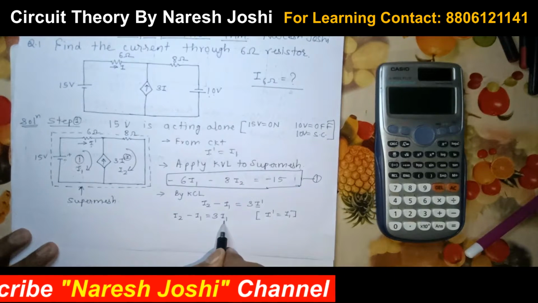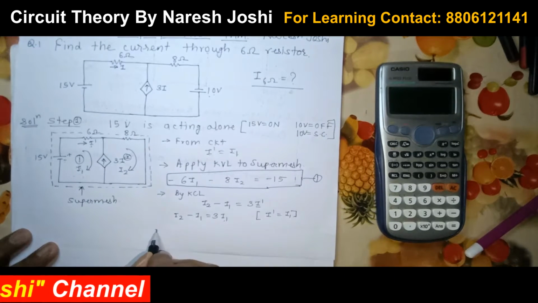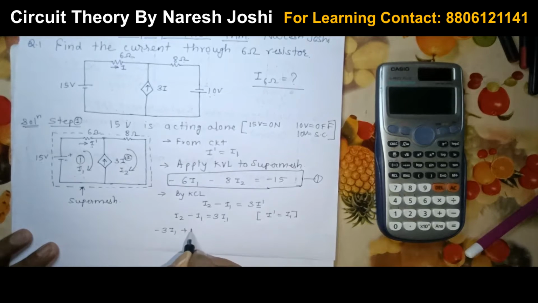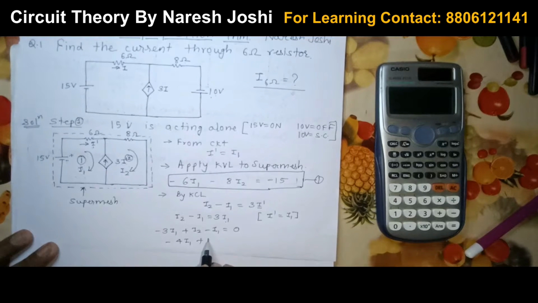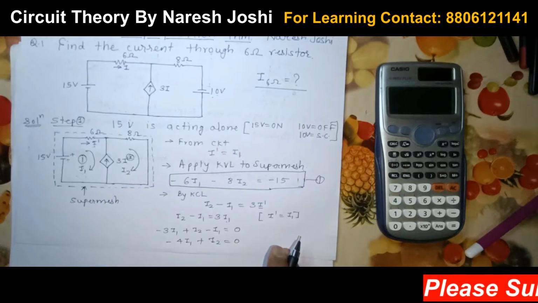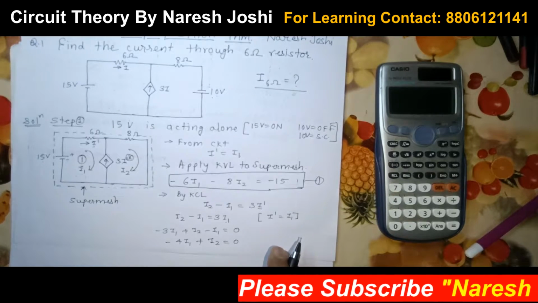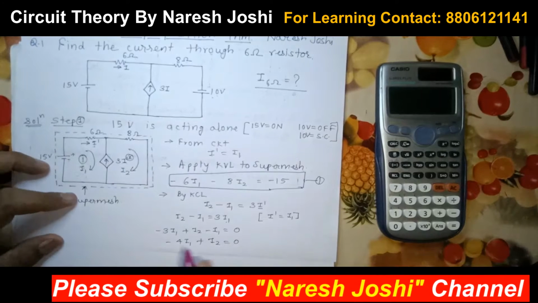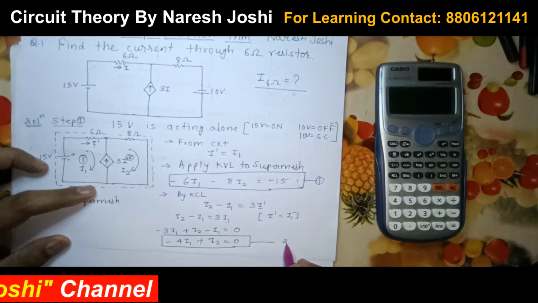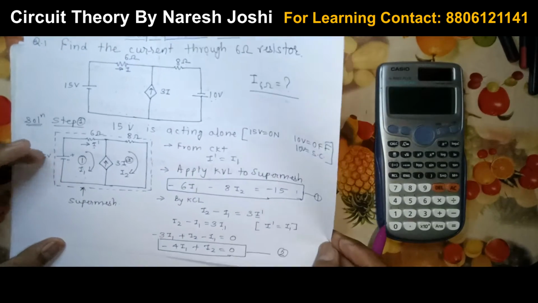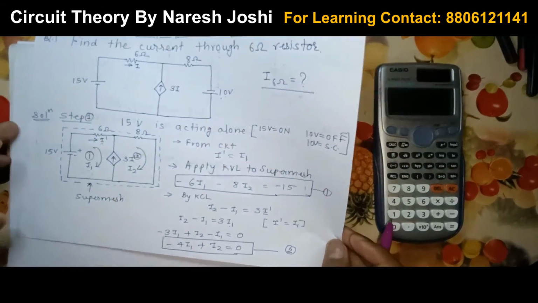So we will shift this 3I1 to the left hand side, so it becomes minus 3I1 plus I2 minus 1I1 equals 0. So this is minus 4I1 plus I2 equals 0, and we can consider this as equation number 2. Clear? So this will be our equation number 2. Further we can solve it by solving equations 1 and 2.